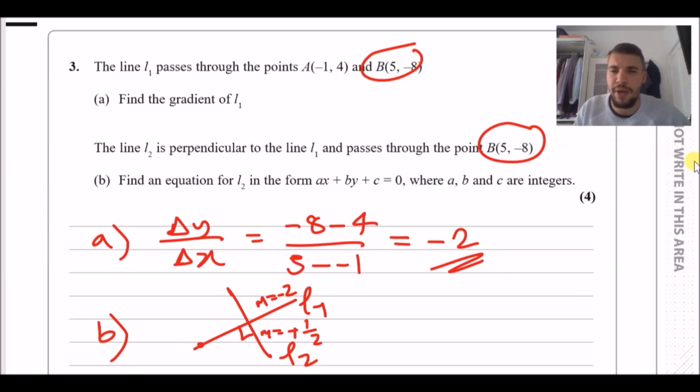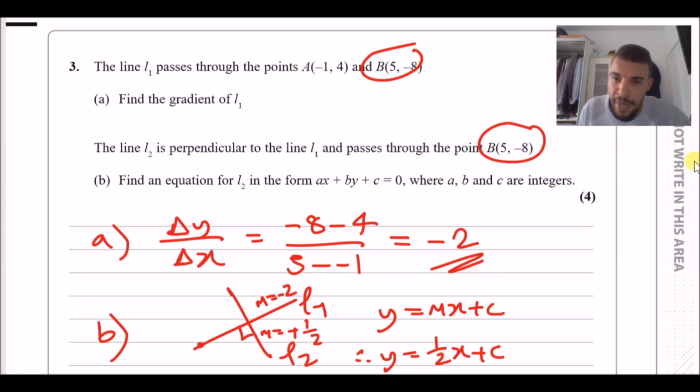Okay, so this isn't too bad. We just use the standard y equals mx plus c. So using y equals mx plus c, we just need to find m and c and then make it look like that form. So m, we know the gradient is half, so therefore y equals half x plus c. We also know it passes through a point B, which is (5, -8).